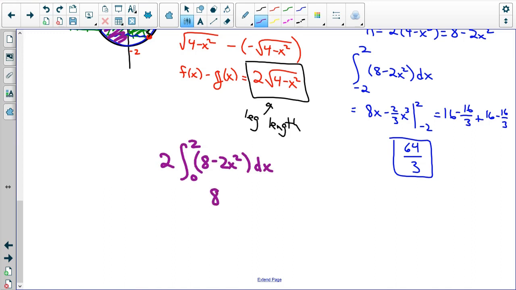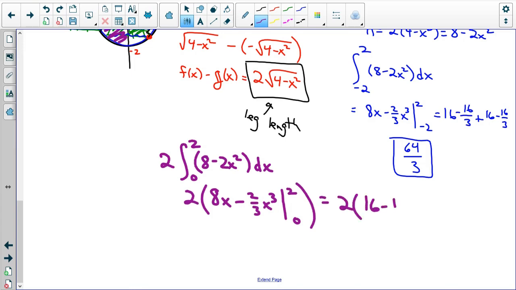And so I'll just show you that it works real quick. 8x minus 2/3 x cubed, evaluated from 0 to 2. Then I multiply it by 2. So if I do this, I get 2 times 16 minus 16/3. And I can do this more easily, without having to deal with all these plus and minus sign situations that I might confuse, and I still end up getting the same answer, 64/3.